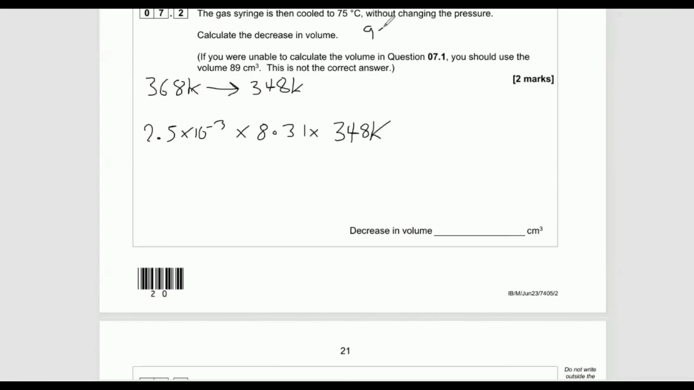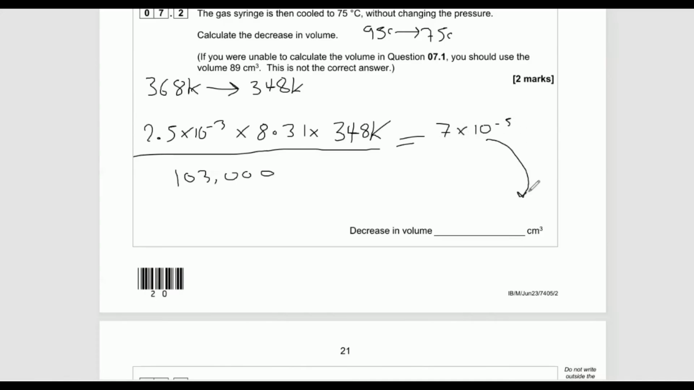So 2.5 times 10 to the minus 3, times 8.31, times 348 K. We got the 348 K because we did 95 from the original question, take away 75, which the temperature was lowered to, divided by 103,000. It told us the pressure was the same, 103,000. And we're going to get 7 times 10 to the minus 5, there or thereabouts. 7 times 10 to the minus 5.